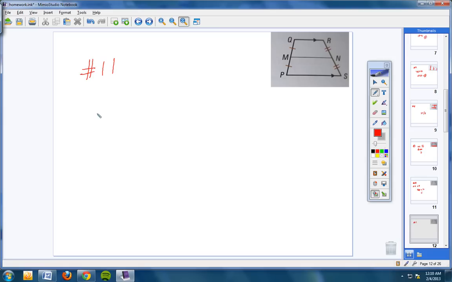Number 11, angles R and Q. Well, here's R, here's Q. They're base angles, they're on the same base, and that would be letter B. Letter B. And then number 12, number 12, let me get a quick drink of water here.